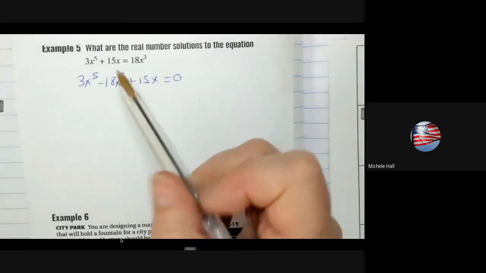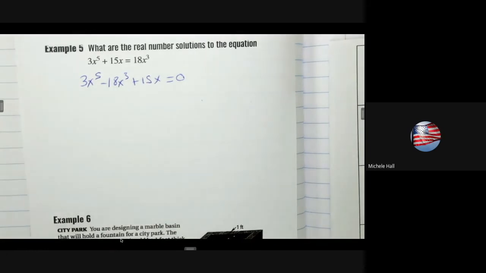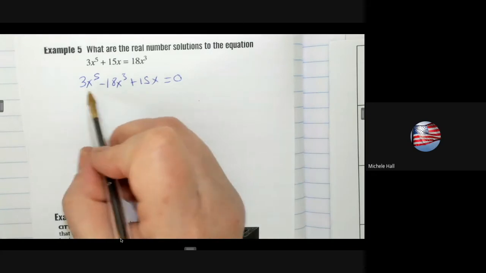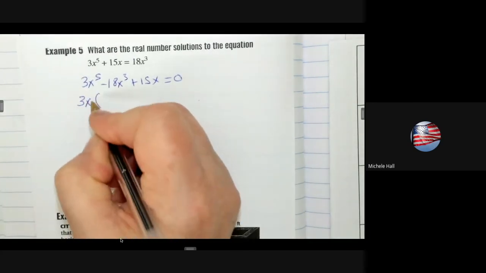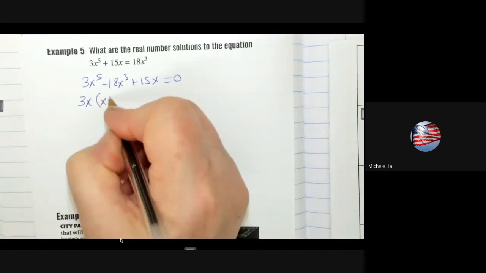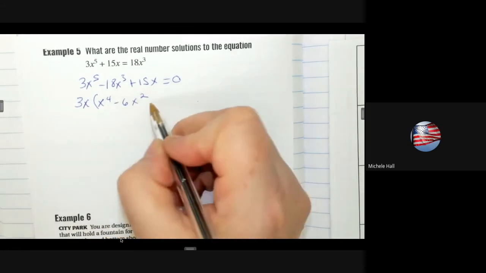Now I can start to work with it. So remember that you always want to have your terms on the same side. Even when it looks complicated, put everything together and then go from there. I can factor out a 3 and an x. We're going to factor out a 3x. So the 3's cancel, and x to the 5th divided by x is x to the 4th minus 6x squared, and then plus 5.